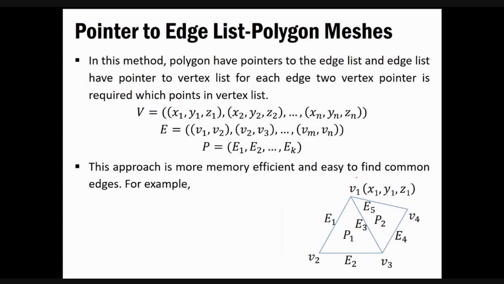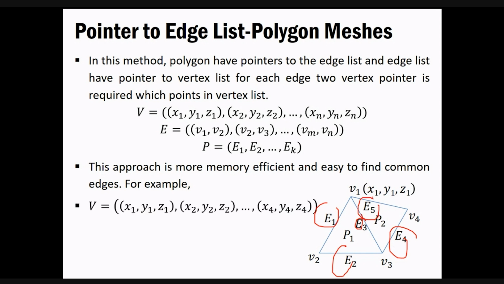As you can see in this figure, we have four such vertices, and we have e1, e2, e3, e4 and e5. So we have five edges. Let's see how it is going to store all of this. The very first thing is that we have to maintain a vertex list that would store all of the vertices that are present in that particular shape. So x1, y1, z1, similarly x2, y2, z2, x3, y3, z3, and x4, y4, z4 will be stored in this particular vertex list.